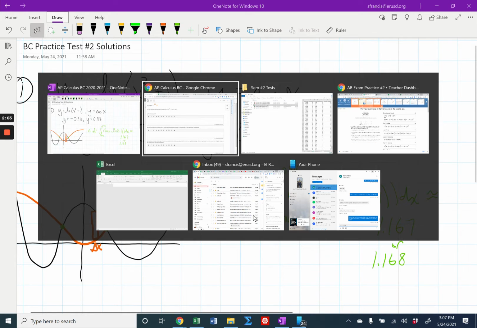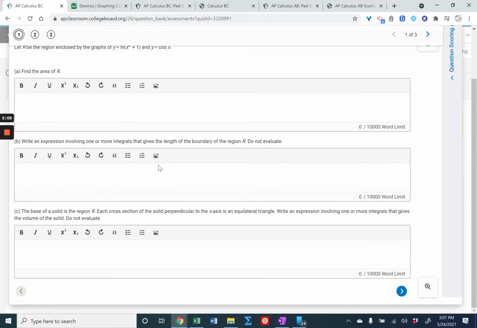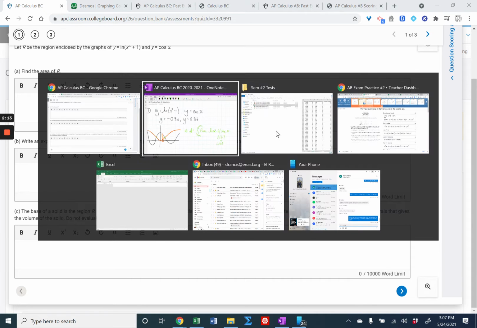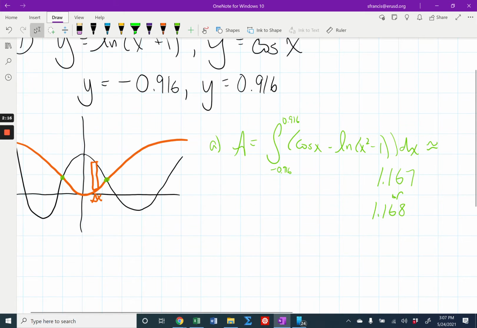For part B, this is: write an expression involving one or more integrals that gives the length of the boundary of the region R. Do not evaluate. This is a BC question, and some of us got it wrong. So if we're looking for the length of the boundary, we're looking for the arc length all the way around. So I want all of this here plus all of this here. So I should write this as two separate integrals.